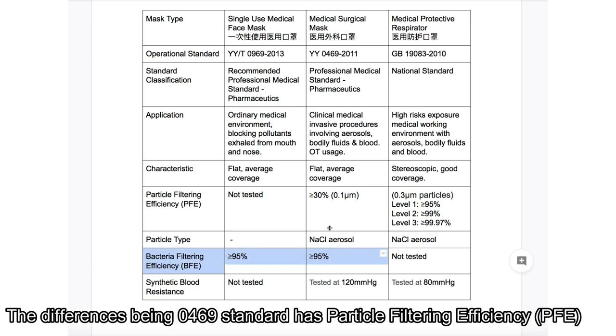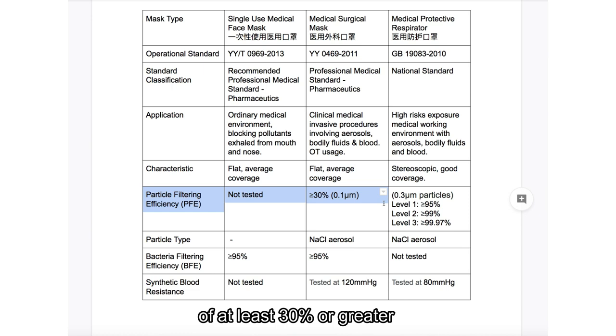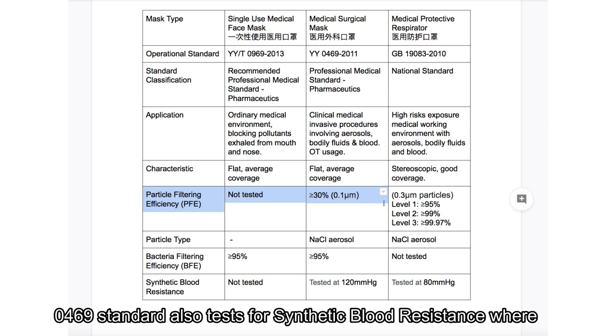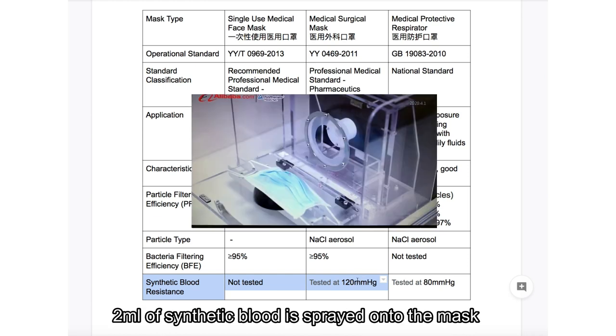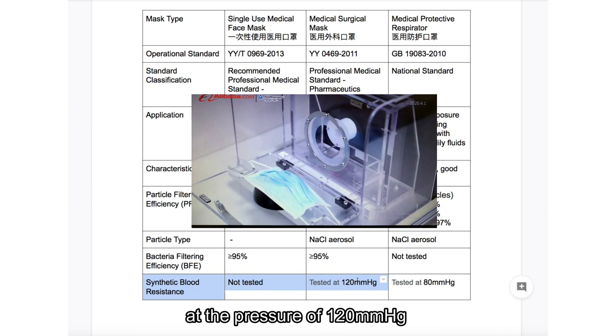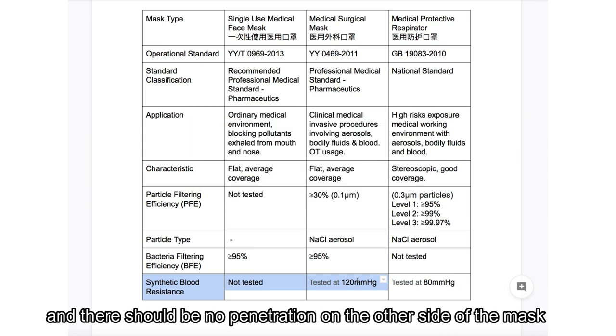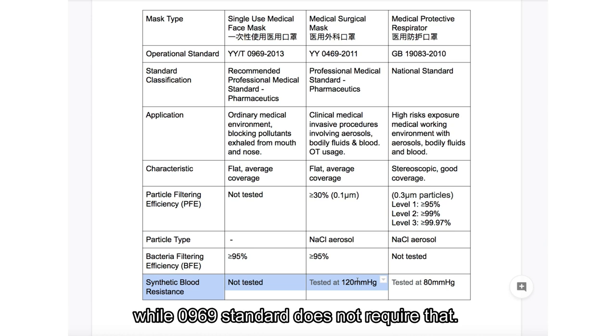The differences being 0469 standard has particle filtering efficiency, PFE, of at least 3% or greater, while 0969 standard does not test for it. 0469 standard also tests for synthetic blood resistance, where 2 ml of synthetic blood is sprayed onto the mask at the pressure of 120 mmHg, and there should be no penetration on the other side of the mask, while 0969 standard does not require that.